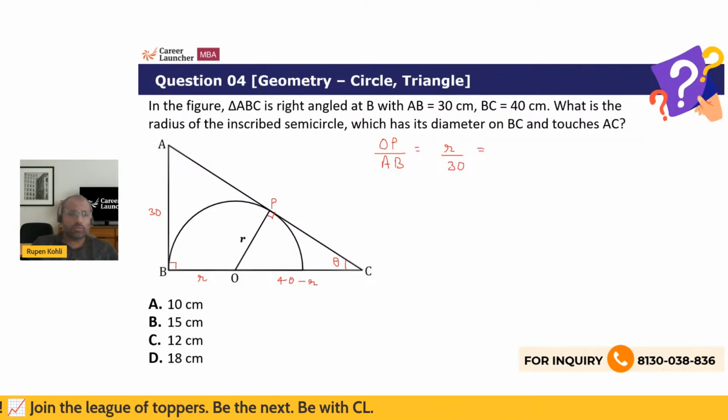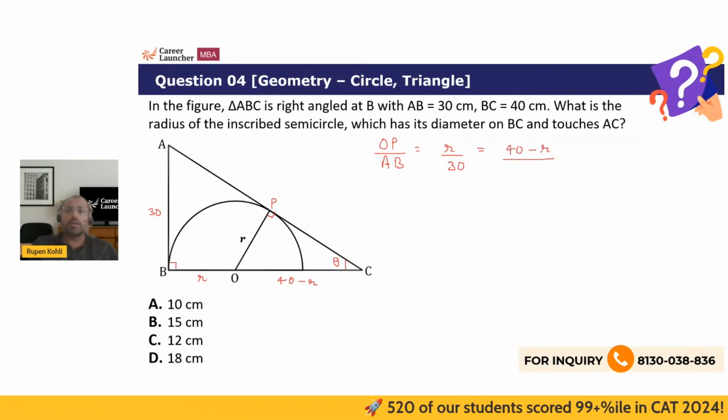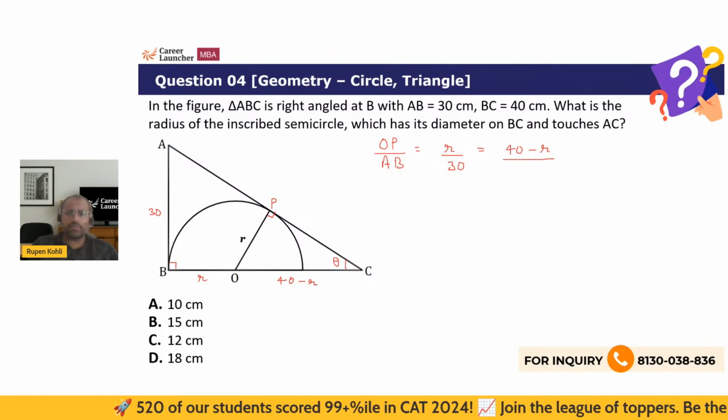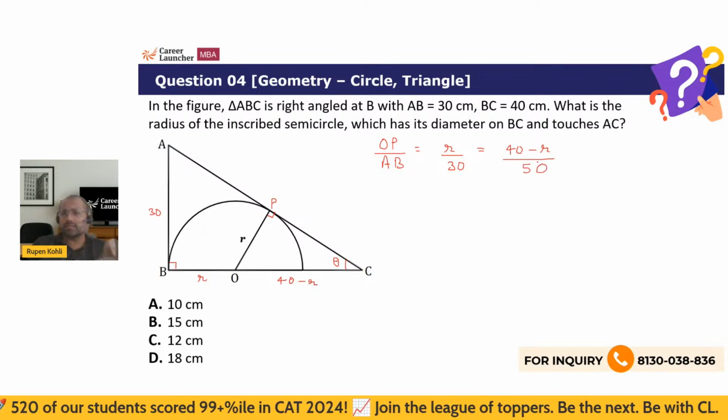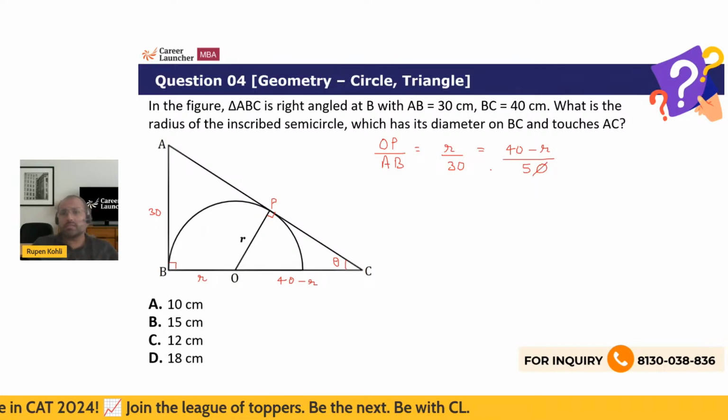equals, okay, so opposite to 90 in triangle OPC we have 40 minus R, and opposite to 90 in triangle ABC we have 50. AC is 50, it's a 30, 40, 50 triangle. This is the equation, should give you the answer, right? Zero cancels, cross multiply, simple question.